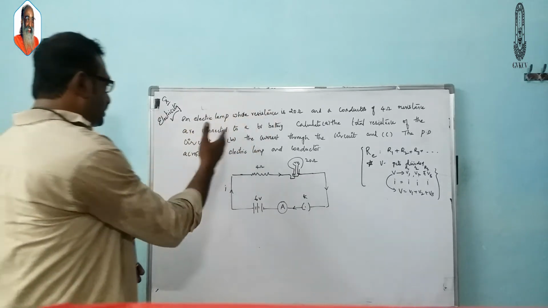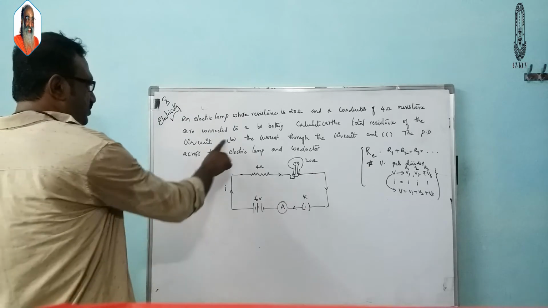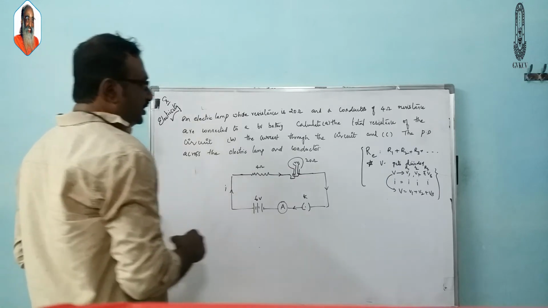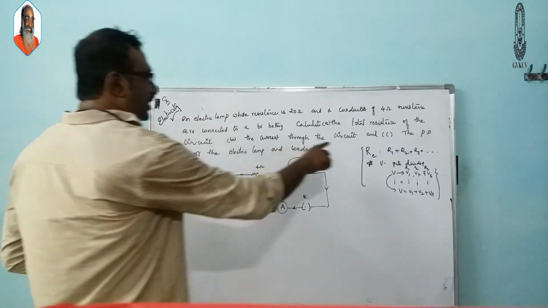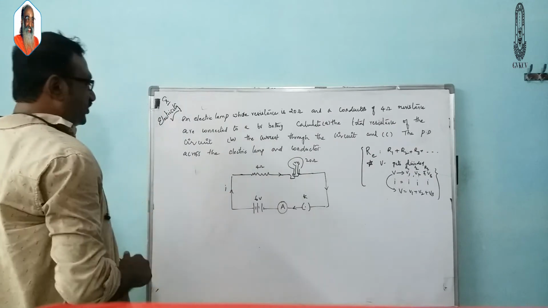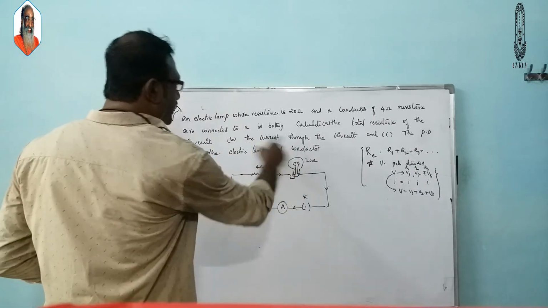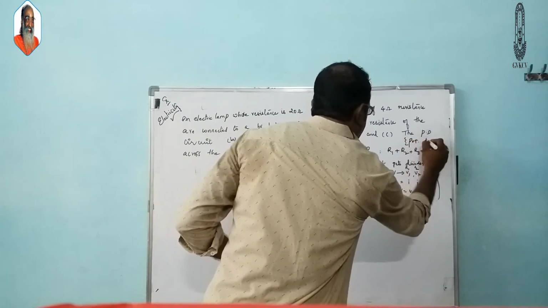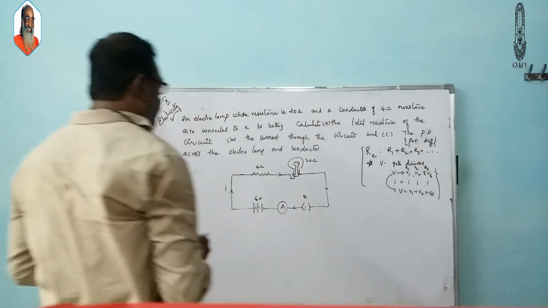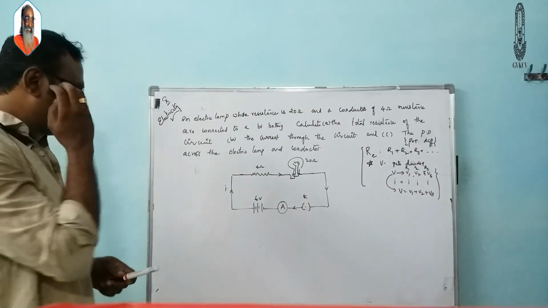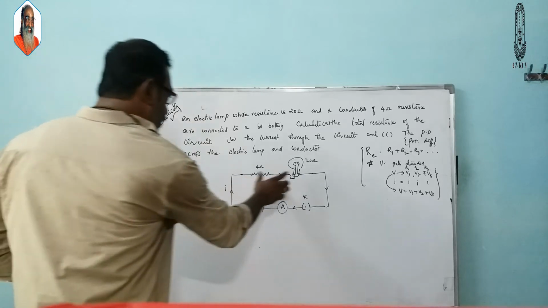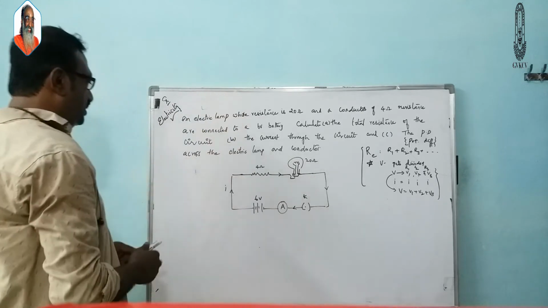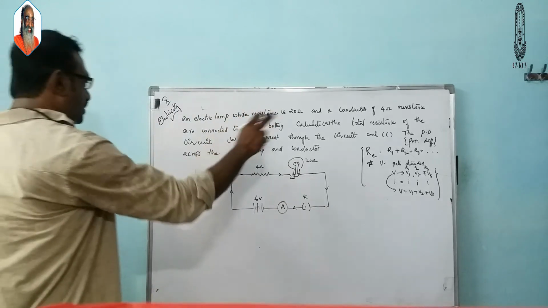Calculate the total resistance of the circuit. That's the first question. The second question is the current through the circuit. The current in the entire circuit, what will it be? Or what is the reading in your ammeter? And the potential difference, PD means potential difference, V, across the electric lamp and conductor. So we have to find the potential difference across the electric lamp here and across this resistance. Now, first let us go with the first one, the total resistance of the circuit.